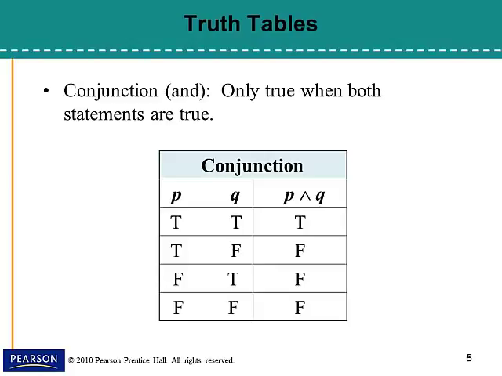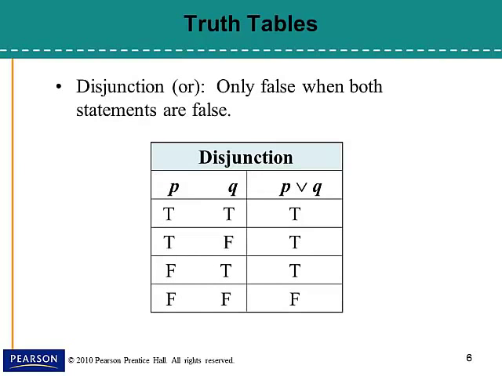So, as you can see, both statements are true for the first row, so therefore the conjunction is true. When either one is false, then the conjunction is false. For the disjunction, either one can be true, or rather, at least one of the statements has to be true for the disjunction to be true. And as you can see, there is more truthfulness when you have a choice as opposed to when you don't.